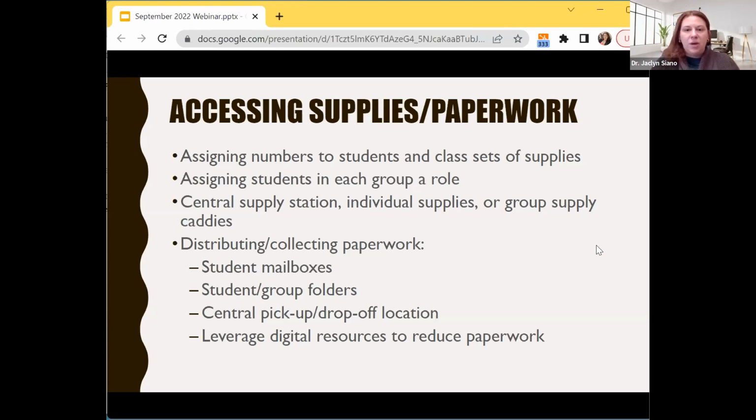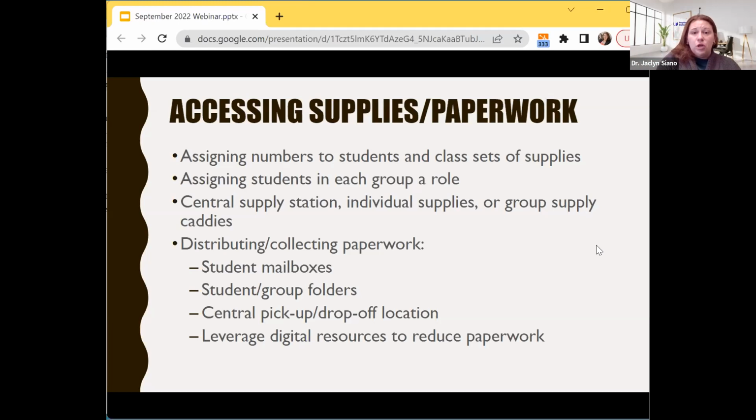You might have a central pickup and drop off location. I had that for journals. All their journals were in one bin in the front of the room. I had one person in charge of distributing journals every period. And then always, and I think we learned this from COVID, we leverage our digital resources the best we can. So maybe we're not having them hand in paper homework. Maybe they're submitting it in a Dropbox or on Google Drive.